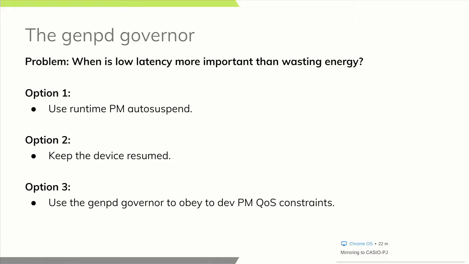Then on the PM domain level, we can actually consider if there are any constraints from a latency point of view set up for this particular device. And then the governor can say, no, it's not fine. The constraint is not going to be met, so stay on, please. So that's what this GenPD governor is there to help with.